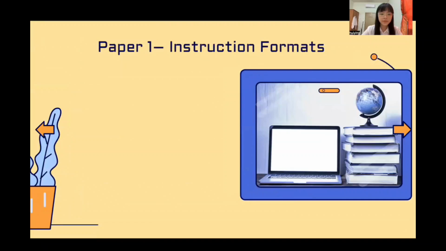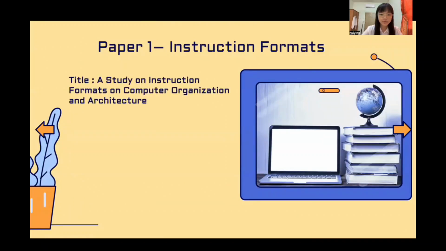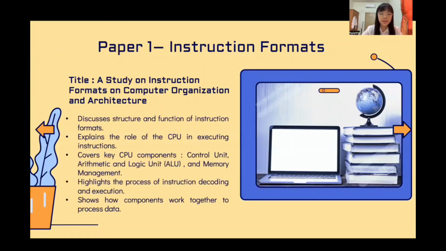The first paper we review is titled A Study on Instruction Format on Computer Organization and Architecture. This paper mainly discusses how instruction formats are structured and function within computer systems. It explains the role of the CPU, especially the control unit, arithmetic and logic unit, ALU, and memory management. We learn how the CPU decodes and executes instructions and how these core components work together to process data effectively.